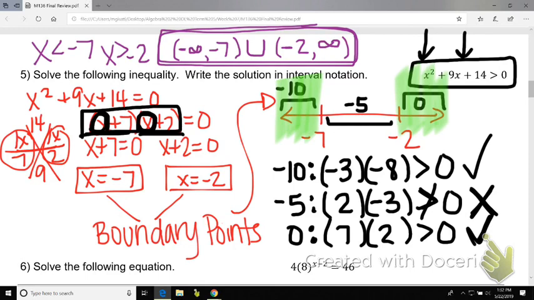So whenever you see negative infinity, that just represents all of your negatives that exist, which there's an infinite amount of them, which is why we use infinity. And same thing with positive infinity, that just means all of your positives that exist.